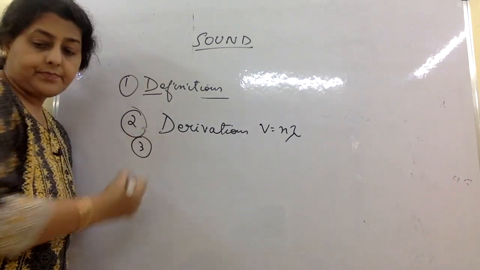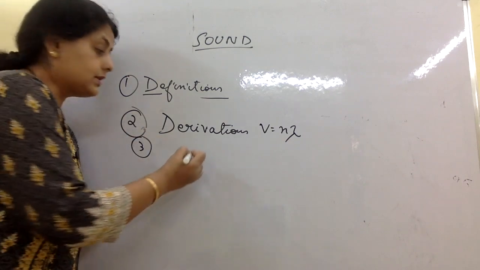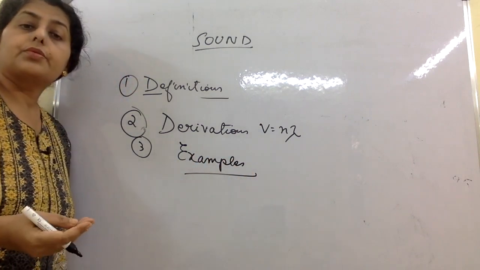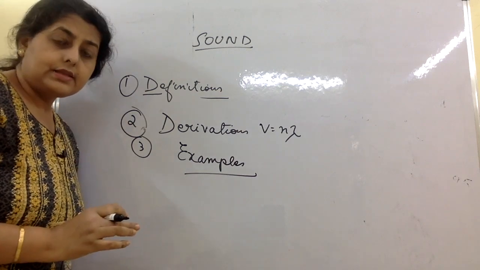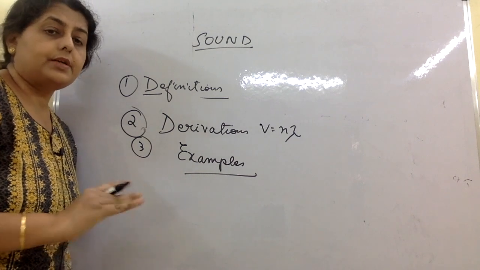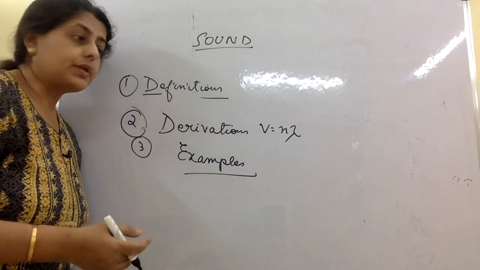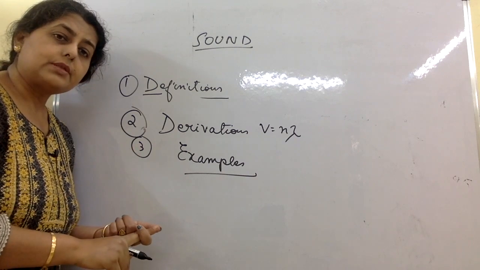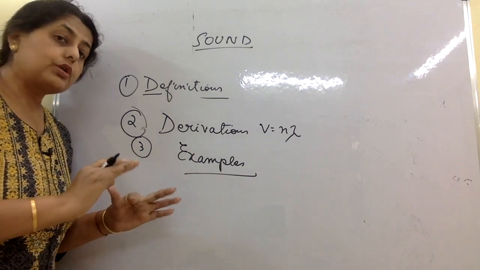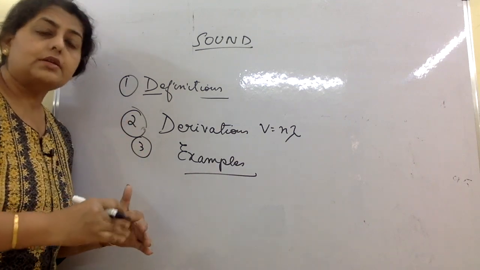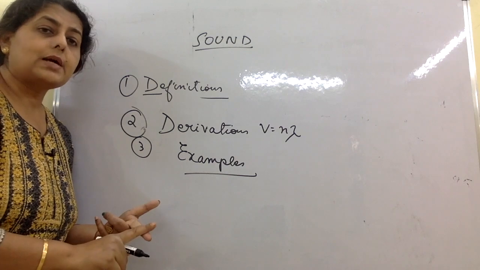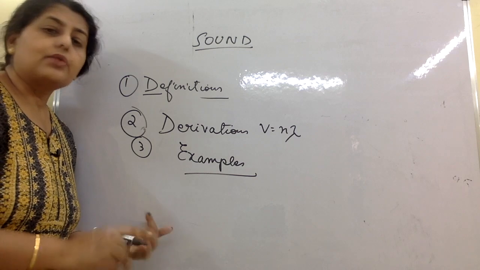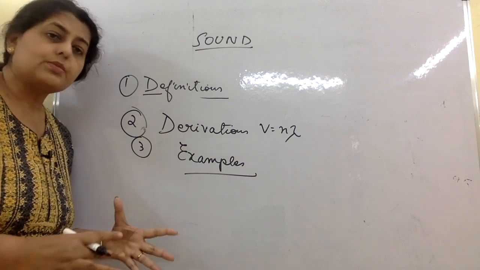The third one is examples. Examples are very important in the chapter sound. Why am I saying it is so important? It is always asked. What examples? Two examples of free vibrations, two of damped. So go ready and learn three to be safe. Three examples of resonance, three of damped, three of free, three of forced, like that. If you learn three of each, that is more than enough.